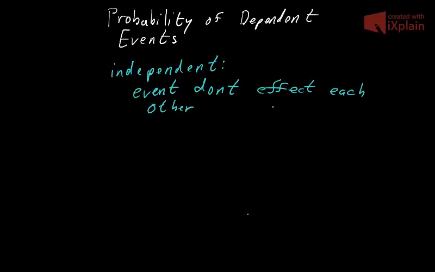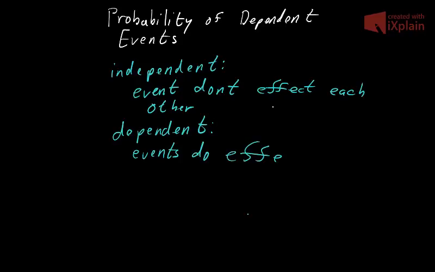The flip side of that would be dependent events, which is what we're looking at today. And that is when events do affect each other. Events do affect each other. Awesome. So that's what we're looking at today, the kind of events where what happens the first time is going to affect what happens the second.